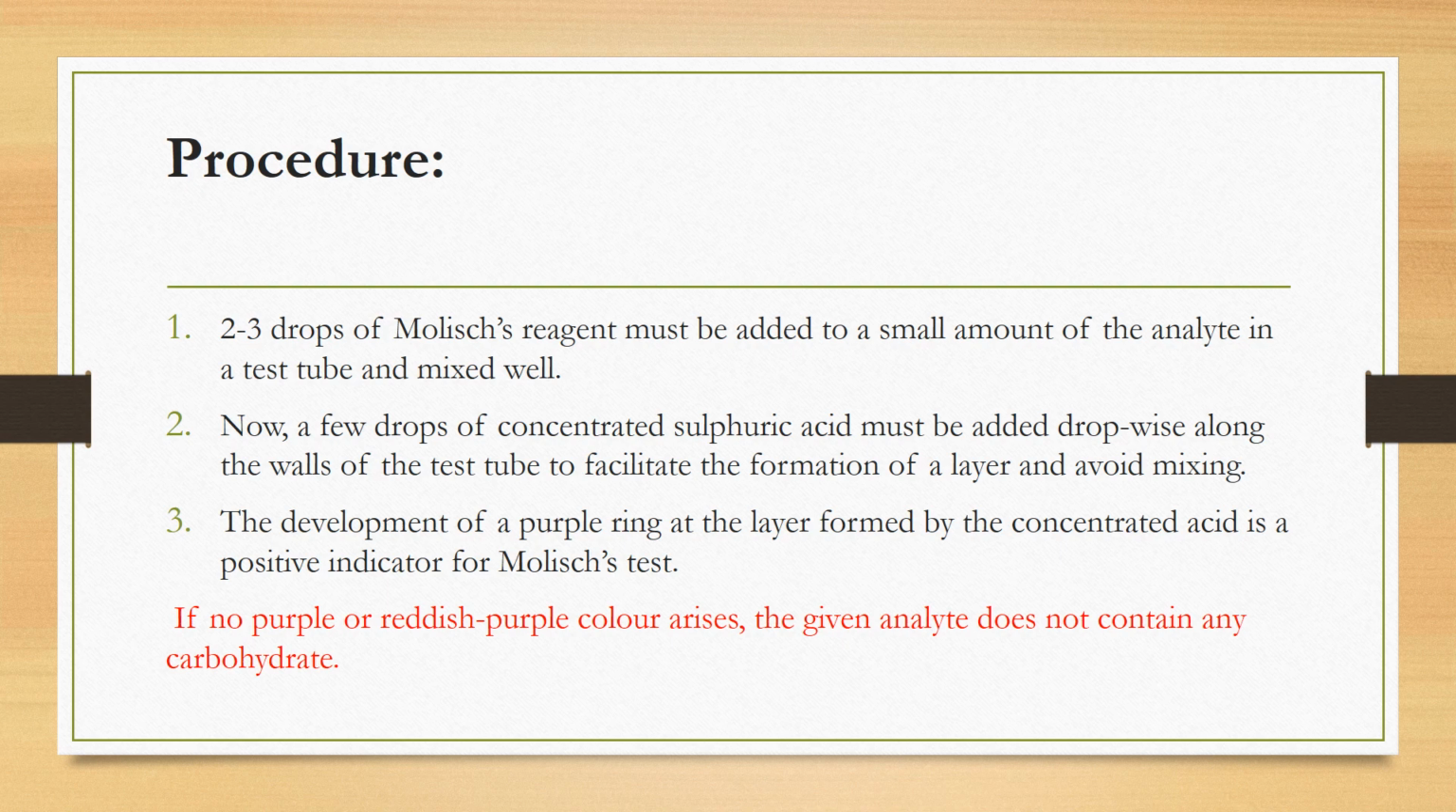Okay, if no purple or reddish purple color arises, the given analyte does not contain any carbohydrate. That means this is a negative result for Molisch test. If there is no purple ring formed, that means the analyte or the sample does not contain carbohydrate. Or we can say it's a negative result for Molisch test.